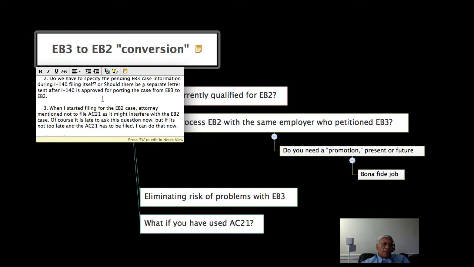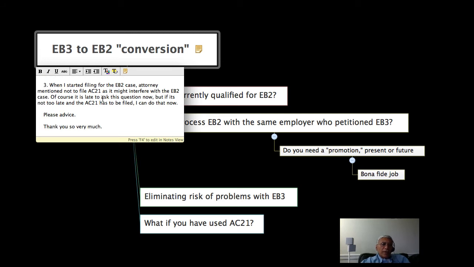Okay. Third question, when I started filing for EB2 case, attorney mentioned not to file AC-21. You see, I think that's a personal choice. I like to file AC-21s, and then I like to assess whether I would need a promotion case, or can I go ahead with the same AC-21 job for EB2. Okay, so I don't know. I would let your lawyer decide. I don't know your case. Should you file AC-21? Should you not file AC-21? I can't really comment about that.